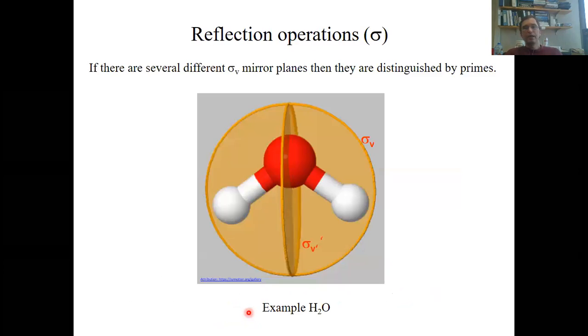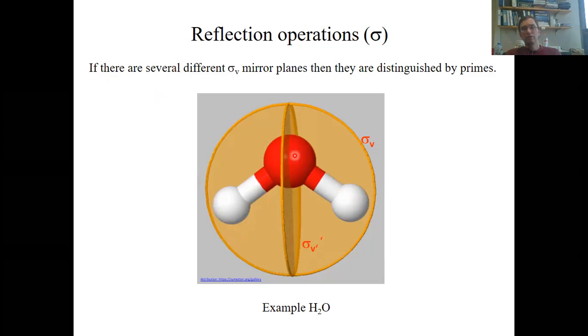Okay, so now there can also be mirror planes, vertical mirror planes in objects that are conjugate, and which are not conjugate. And when they are not conjugate, then we have to distinguish them by primes, and the number of primes depends on how many bonds the mirror plane contains. So here's an example.